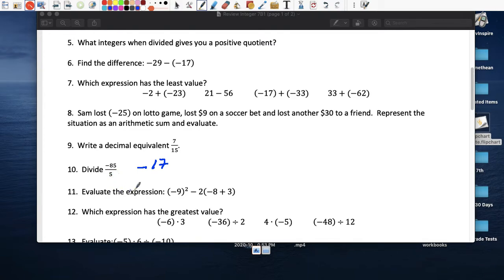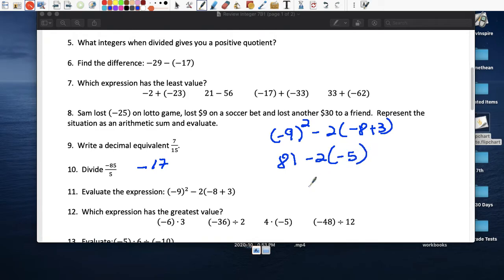Okay. The next one, evaluate the expression. Okay, so let me just write this down over here. So keep in mind, guys, the 2 in this case is asking everybody inside that parentheses to be raised to the second power. So in this case, we actually have negative 9 times negative 9, which is 81, minus 2, and negative 8 plus 3 is negative 5.